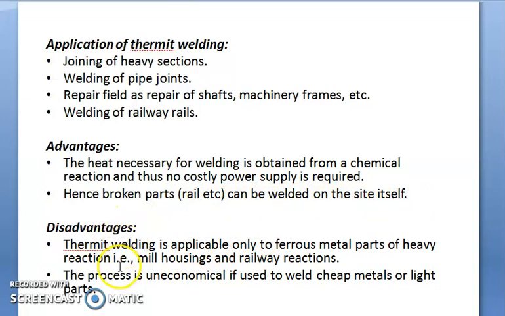If you see the disadvantages, thermite welding is applicable only to ferrous metal parts for heavy sections, that is mill housings and railway sections. This process is uneconomical if used to weld cheap metals or light parts. It's a costly process.